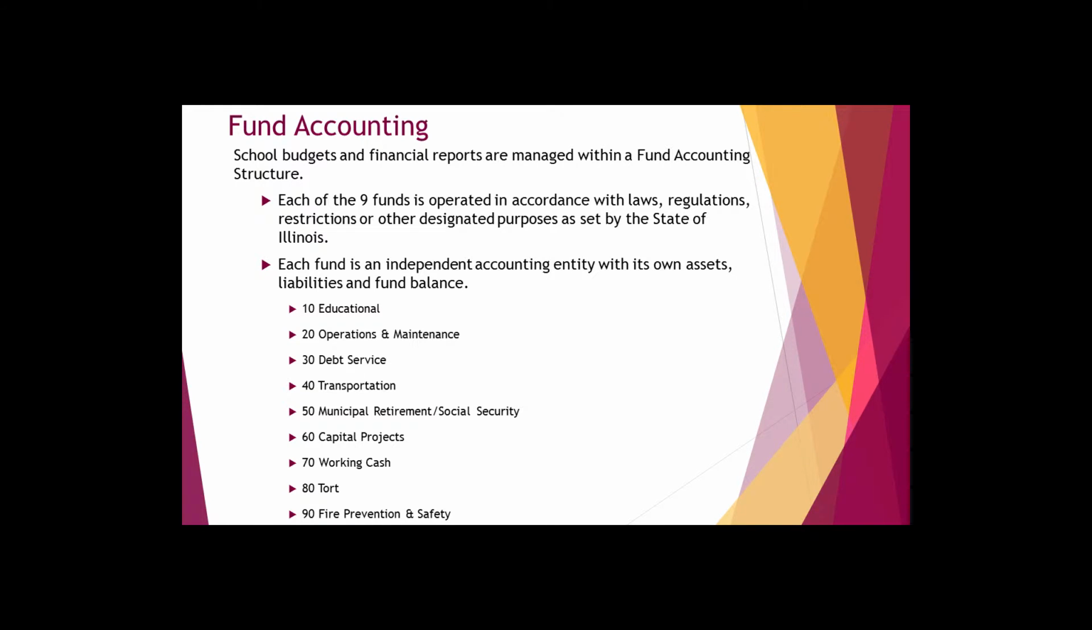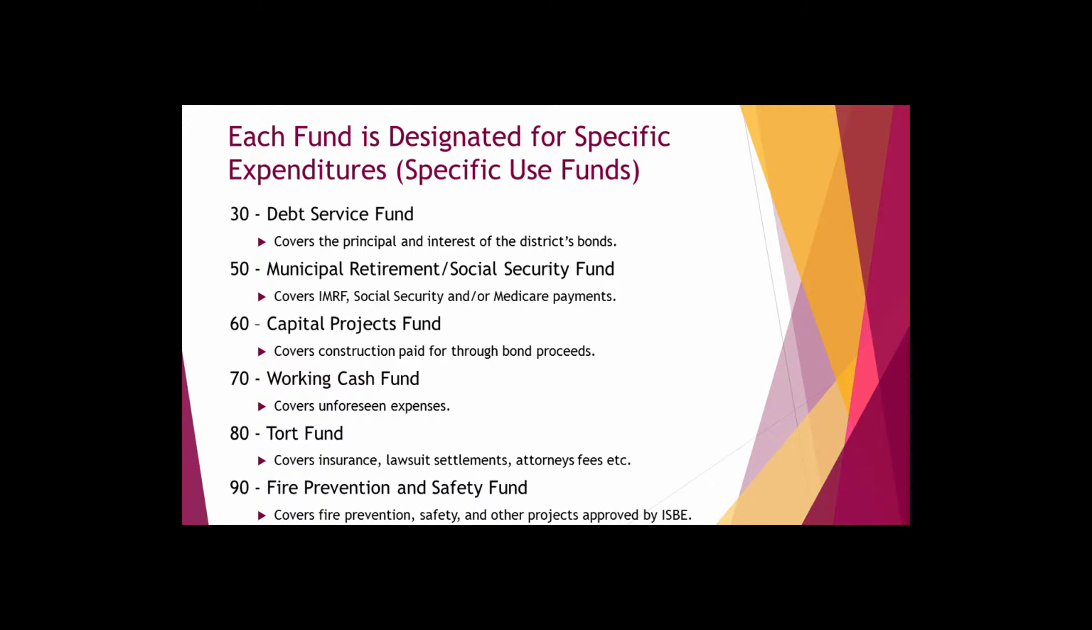Each of these funds has a specific purpose that it's used for, and the funds have to be expended in certain ways. So our debt service fund covers the principal and interest of the district's bonds. The municipal retirement social security fund covers IMRF, social security, or Medicare payments. Capital projects fund covers construction paid for through bond proceeds.